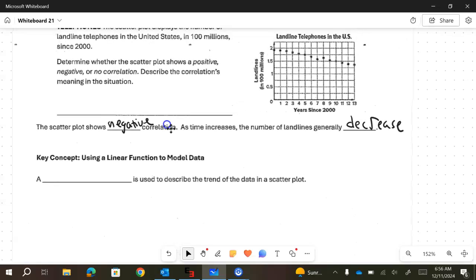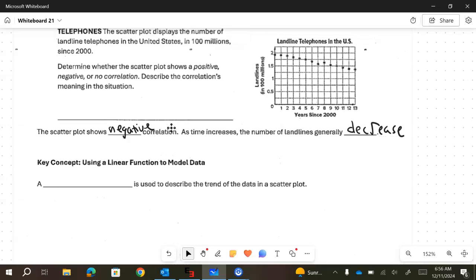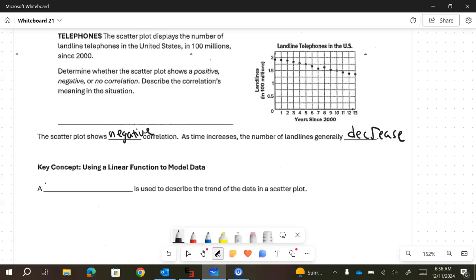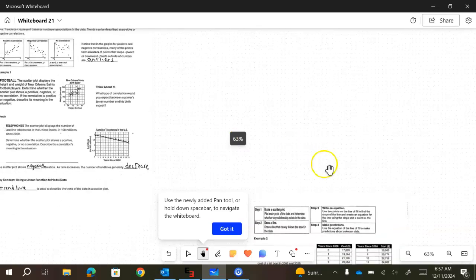So when we're looking for patterns here, we want to use something called a trend line. A trend line is used to describe the trend of the data in the scatter plot. What that would look like is if I were to just place a straight line on this data, notice it's not going to hit all the dots. But for a trend line, we want to be as close to as many of the dots as possible. So today we're going to look at, can we come up with a trend line, and can we find the equation of that trend line? That's what we're going to look at next.